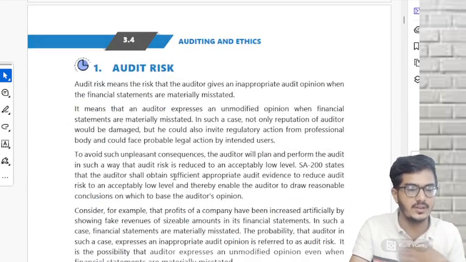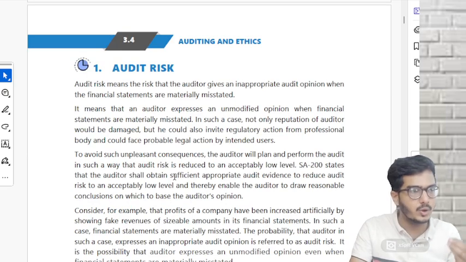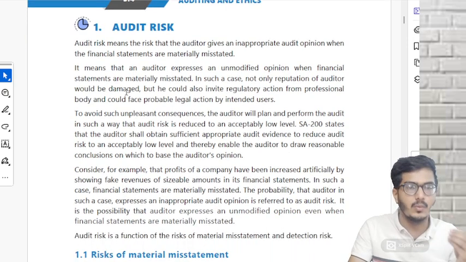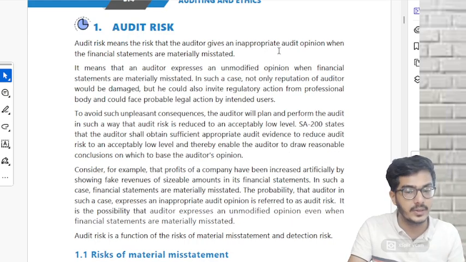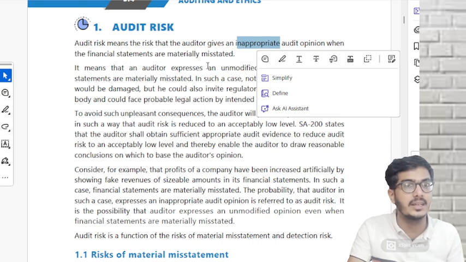So the first part of the chapter is audit risk, which goes on for 8 to 10 pages. Easy topic. Too much of RMM is there, and a good amount of mugging is also there. But it's an easy topic. What is audit risk? If you see, audit risk is the risk that the auditor might give an inappropriate opinion when the financial statements are materially misstated.